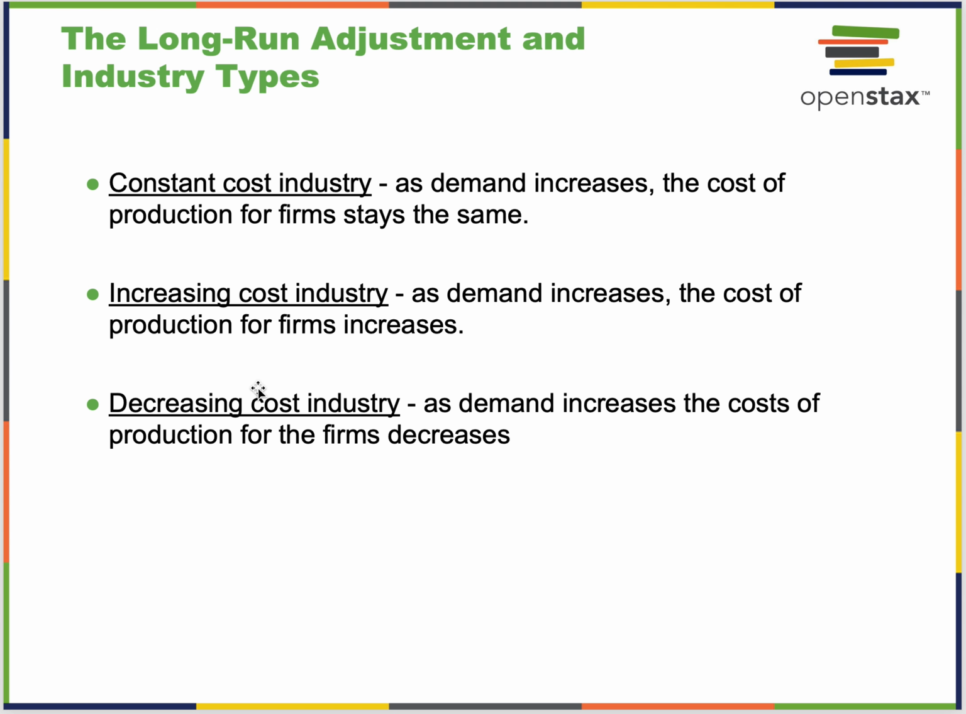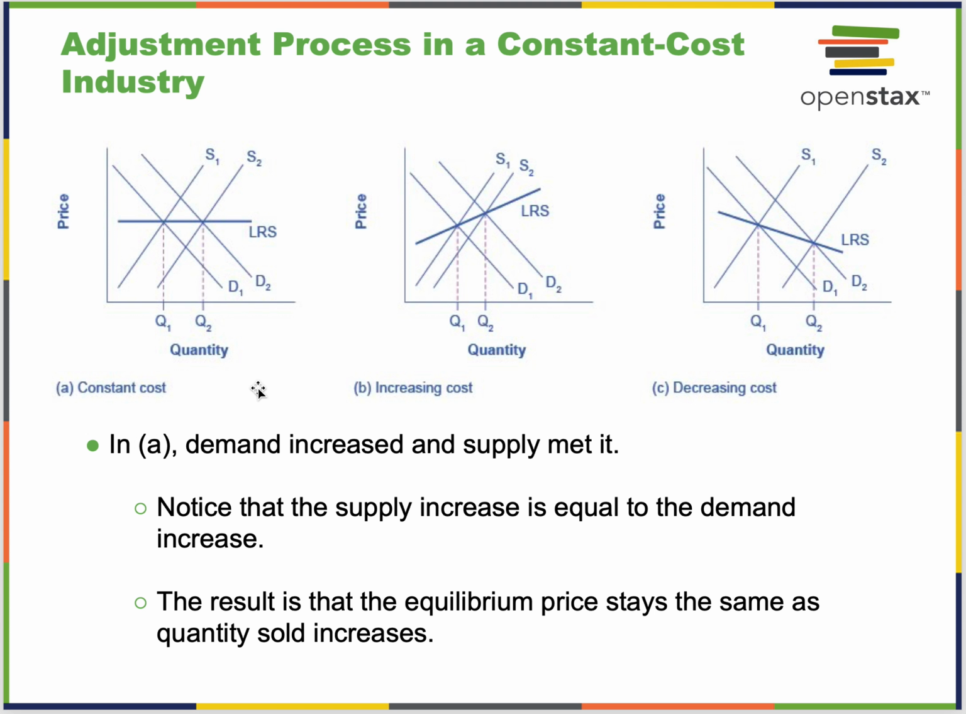So, long run adjustment and industry types. If we look at the constant cost industry, as demand increases, the cost of production of the firm stays the same. Increasing cost industry, as the demand increases, the cost of production of the firm increases, and decreasing cost industry, as demand increases, the cost of production for the firm decreases. And this really has to do with the shape of these curves. So here's how they define that.